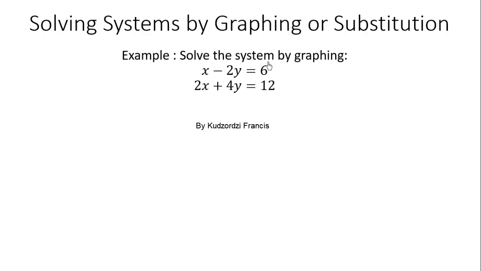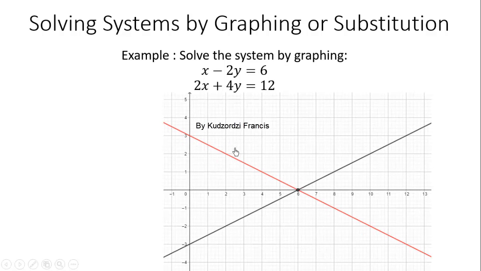To solve a system by graphing, we use a graphing software. So for instance, by using the graphing software, we graph both equations on the same graph. And we can see that the two lines intersect at this point. So all we need to do is to read the point of intersection, which is 6, 0. So the x coordinate of this point is 6 and the y coordinate is 0. Hence, the solution to this system by graphing is 6, 0.